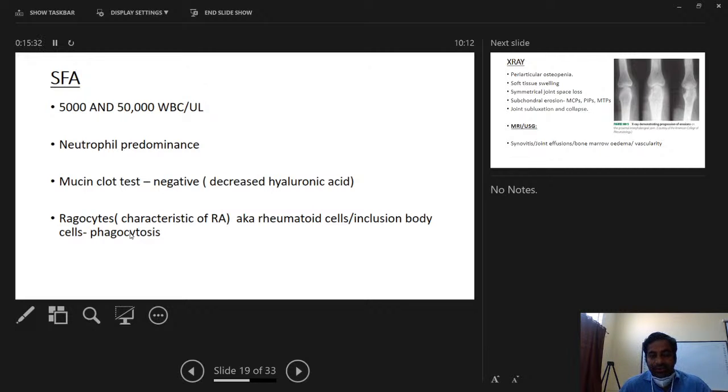The neutrophils will be predominant. The mucin clot test is always negative, mainly due to the deficiency of hyaluronic acid. Ragocytes are very characteristic of rheumatoid arthritis. Ragocytes, also known as rheumatoid cells or inclusion body cells, are mainly due to phagocytosis. So just remember the name ragocytes.